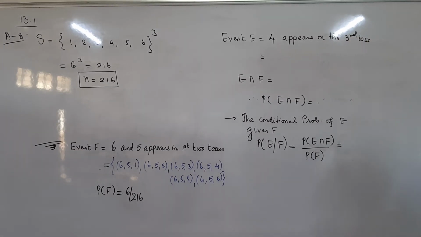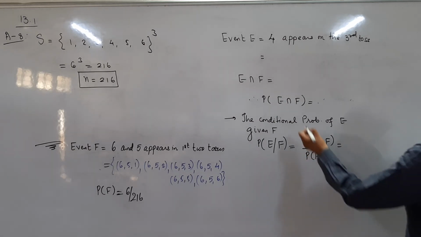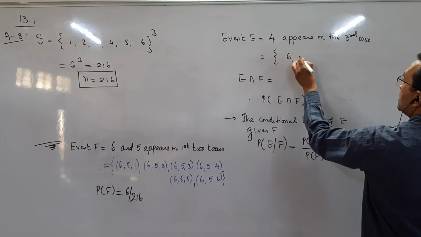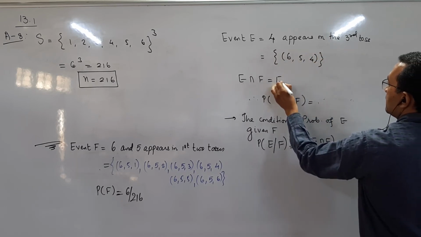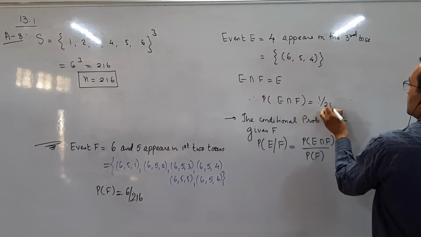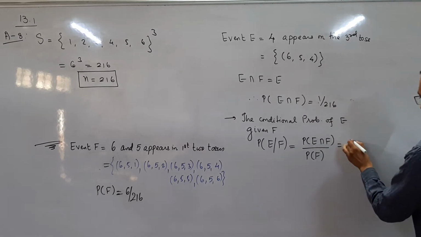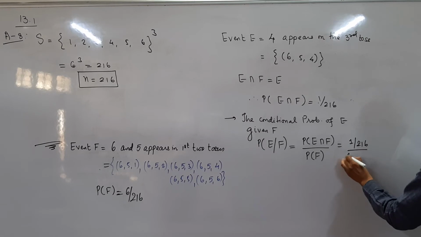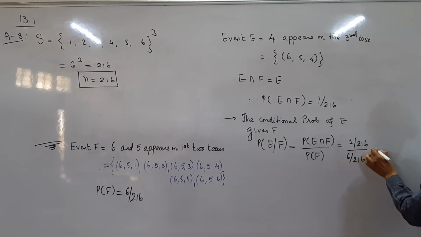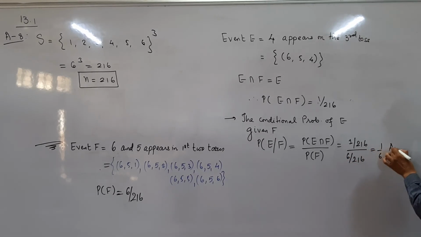So first and second should have 6 and 5. So here only one variable, which is 4. So E intersection F is E, and this probability is 1 by 216 upon 6 by 216. So the final answer is 1 by 6. Actually, this is a made sum.